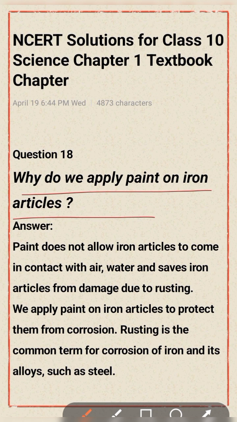Paint does not allow iron articles to come in contact with air and water, and saves iron articles from damage due to rusting. We apply paint on iron articles to protect them from corrosion. Rusting is the common term for corrosion of iron and its alloys such as steel.